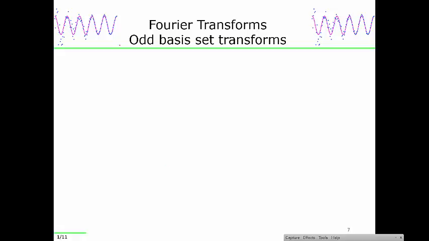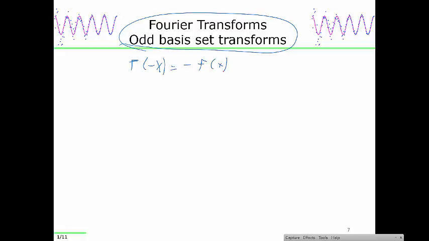Next section is odd basis set transforms. And by odd, I don't mean strange, although they may be strange as well. I mean formally mathematically odd functions, such that an odd function f of minus x equals negative f of x, as opposed to an even function, where f of minus x equals f of x. All functions can be decomposed into a combination of even and odd components.